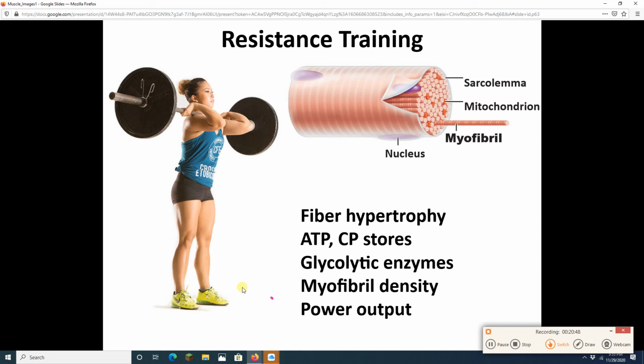And in response to resistance training, our muscles will hypertrophy. The fibers get bigger. Bigger muscles can generate more power. We'll have more ATP and more creatine phosphate for more quick energy. More enzymes for glycolysis for more quick production of ATP. We will increase the number of myofibrils in our muscle cells. That's one of the causes of hypertrophy. And we'll generate more power.